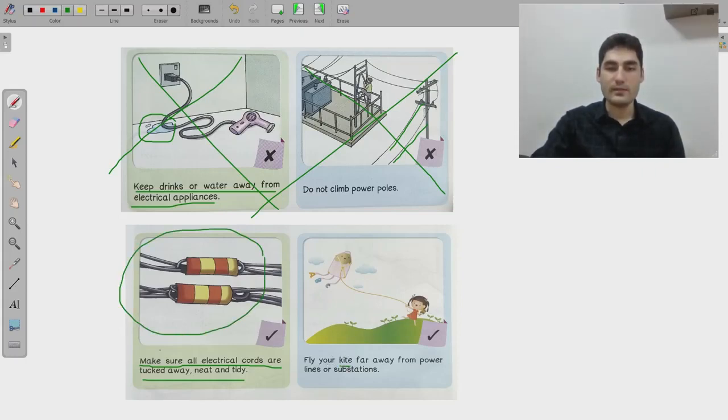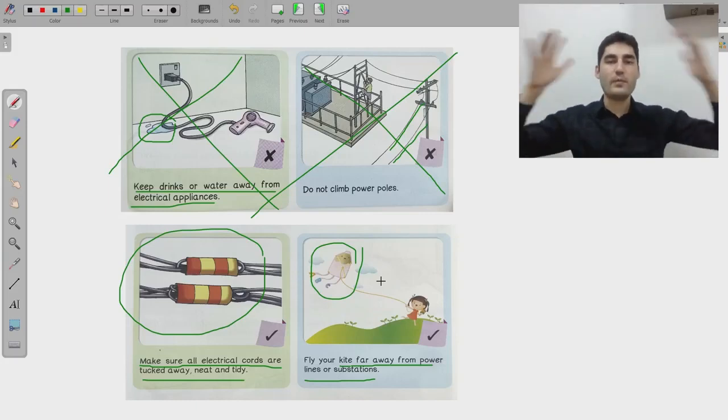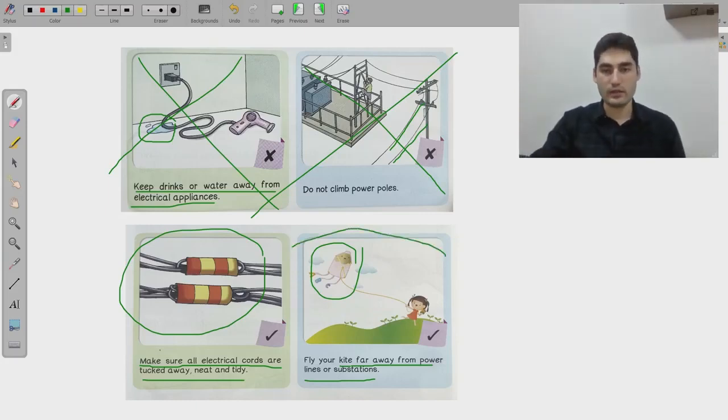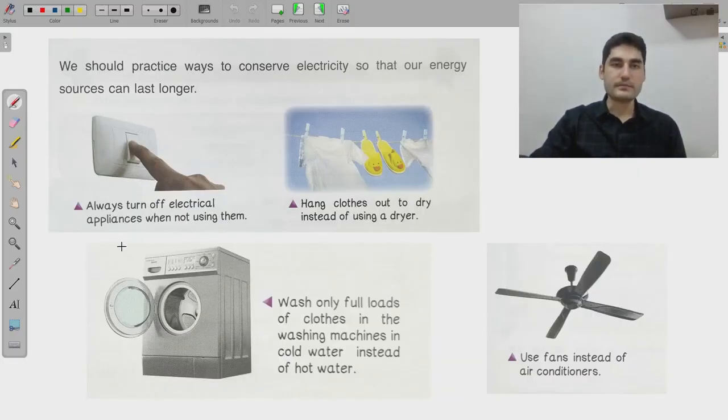And fly your kite. What is kite meaning? This is a kite, okay? Fly your kite far away from power lines or substation. If you see any power poles like this, don't fly your kites. Fly your kite in an open area like this one. Okay, do this one.